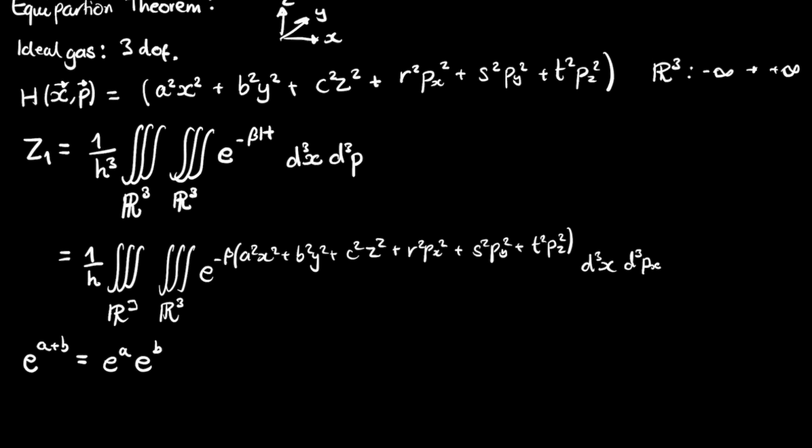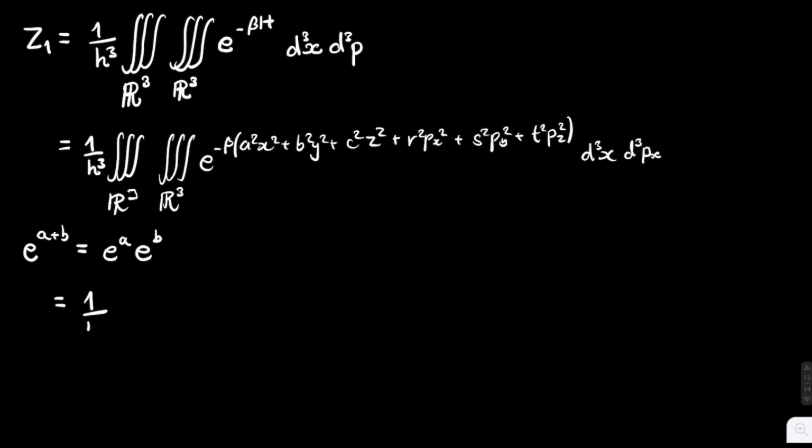And using this rule right here, we can split this whole term up into six different exponential terms. And in doing that, we can actually break apart all these integrals, because each integral is going to be only over its respective coordinates. We'll just go ahead and write this out. So we're going to have 1 over h cubed, and we're going to get six separate integrals all multiplied together. If you're a bit uncomfortable with this step, that's fair enough.